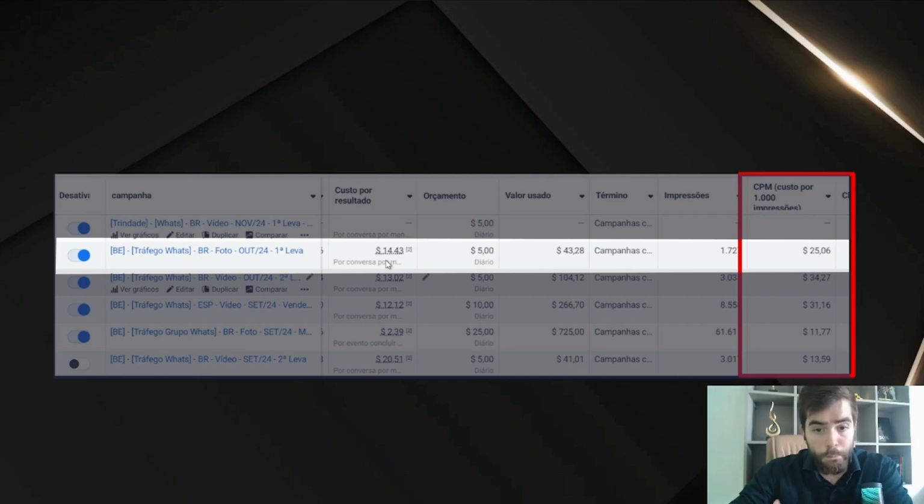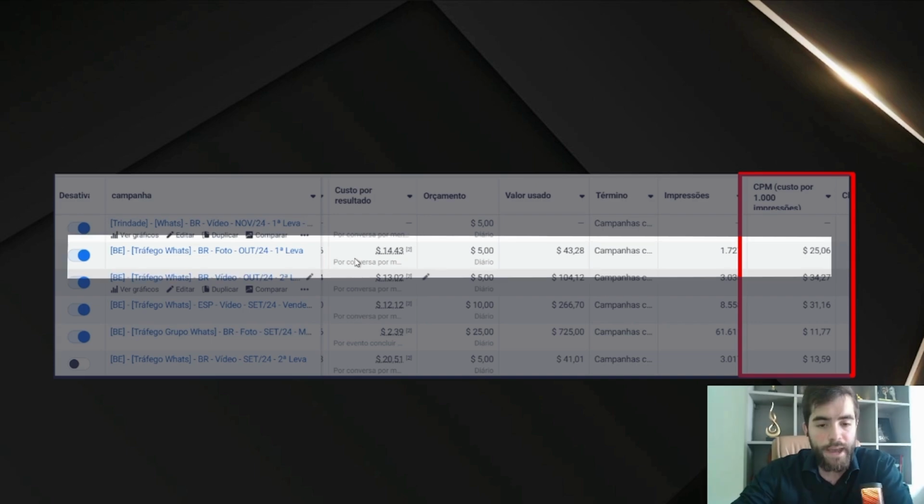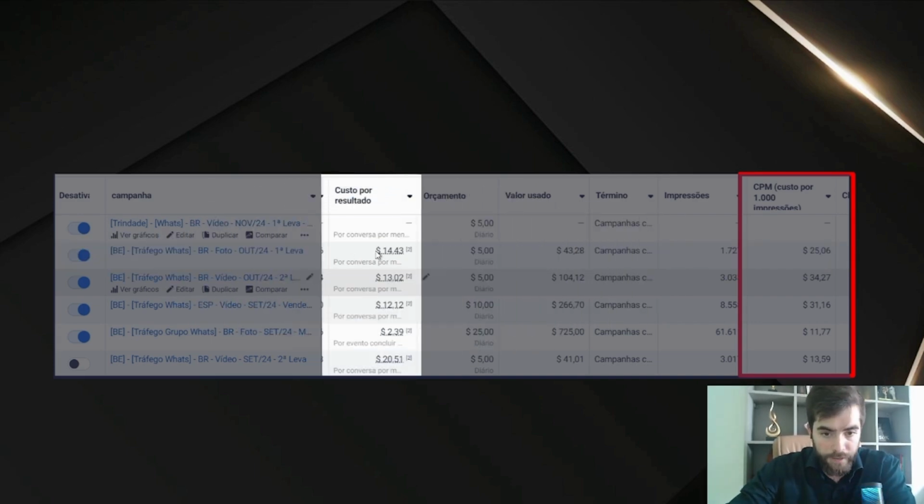So what are you supposed to do? Are you supposed to turn off that campaign because you are getting a high cost per message, or do you keep your campaigns going because you have a low CPM? The answer to the question is to focus on the main objective of your campaigns. If your campaign is focused on message or engagement, you have to focus on this first metric right here. So if the cost per message is supposed to be good at 12 or 13, and I'm having 14, I will turn off that campaign.